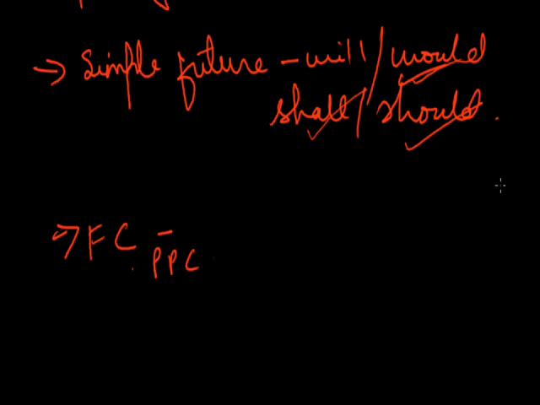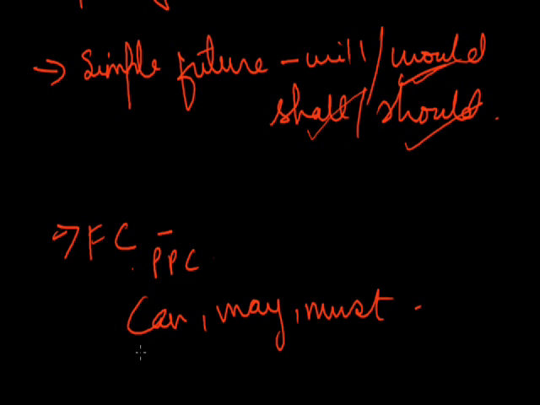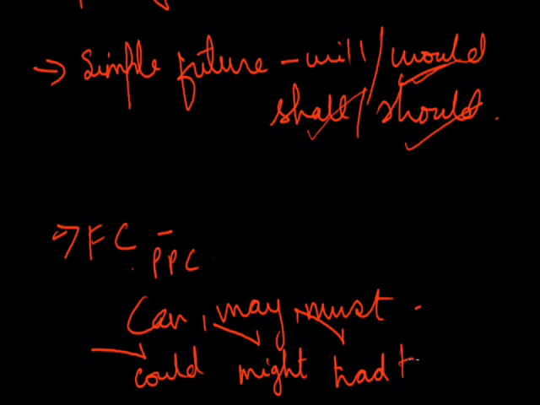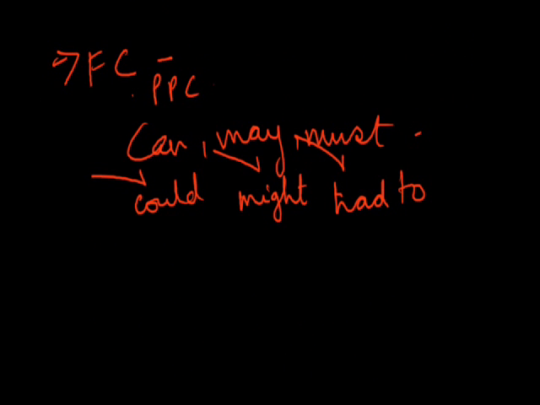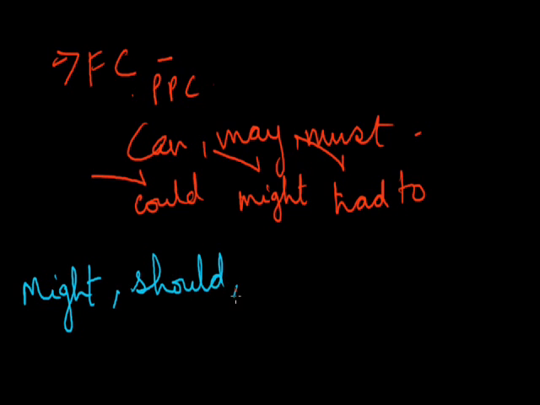The modals change when you use can, may, and must. Can changes to could, may changes to might, must changes to had to. In a sentence, it changes accordingly. Now, if in a sentence you have been given the words might, should, and ought to, they don't undergo any change.